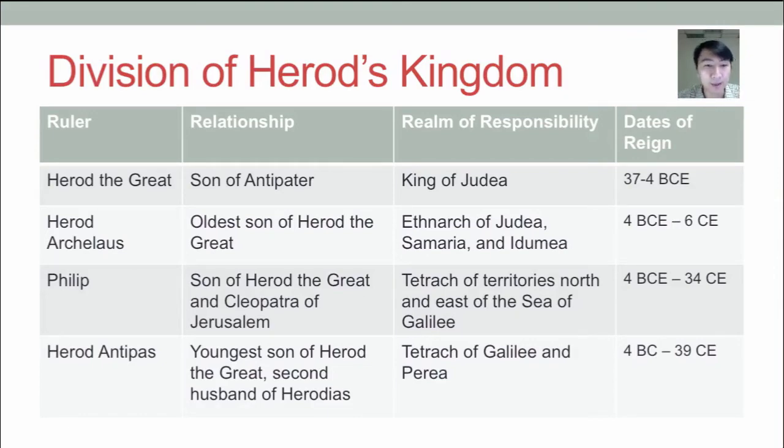Whereas Philip was the son of Herod and Cleopatra of Jerusalem. He was the tetrarch of territories north and east of the Sea of Galilee, and you can see the dates of reign from 4 BCE to 34 CE. And finally, Herod Antipas, the youngest son of Herod the Great, who is also the second husband of Herodias. Herod Antipas was a tetrarch of Galilee and Perea from 4 BCE to 39 CE.